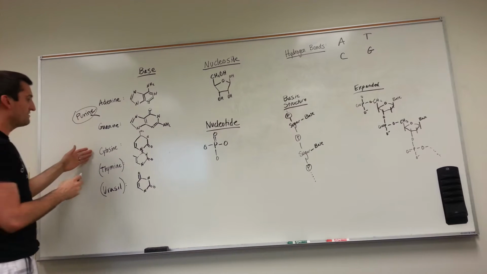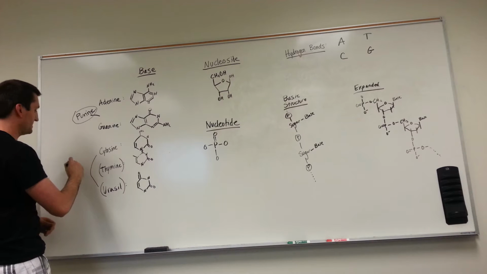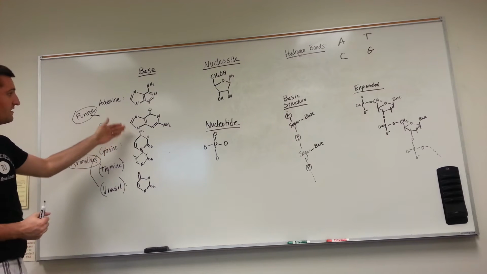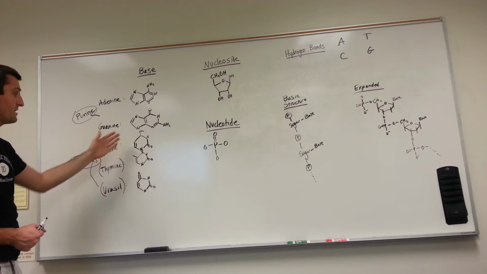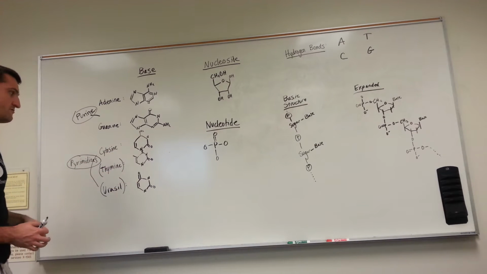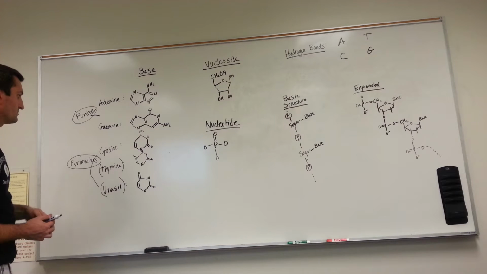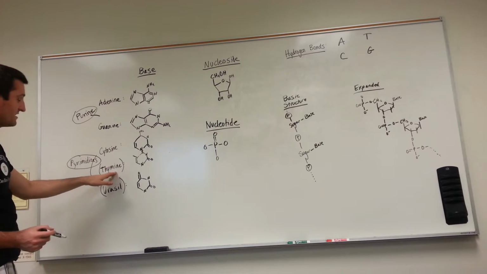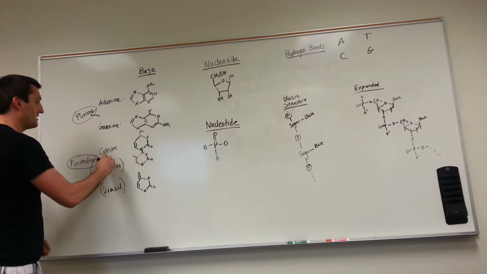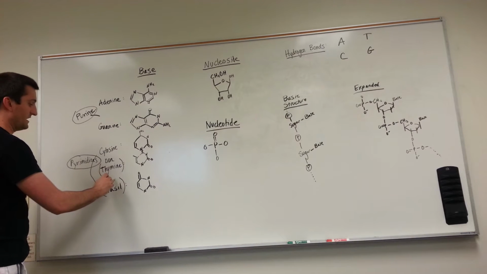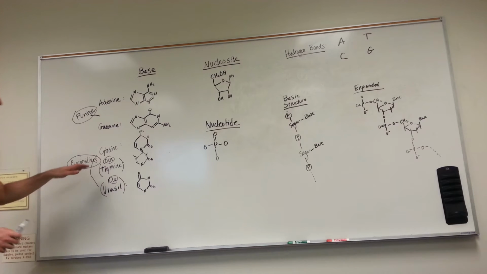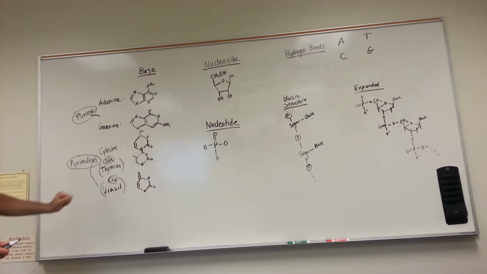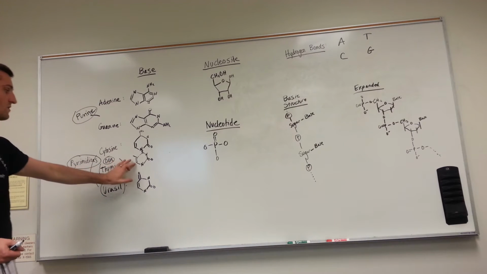So we've got then these other three, these are going to be called pyrimidines. So as you can tell, while we had two rings up here, the pyrimidines are going to be single ring structures with slight variations in them as usual. So we've got cytosine, thymine, and uracil. So thymine is going to be found in DNA, and uracil is going to be found in RNA. That's a major point. So if we're looking at a strand of DNA, we're going to see thymines. And if we're looking at a strand of RNA, we're going to see uracils. So these two are interchangeable.